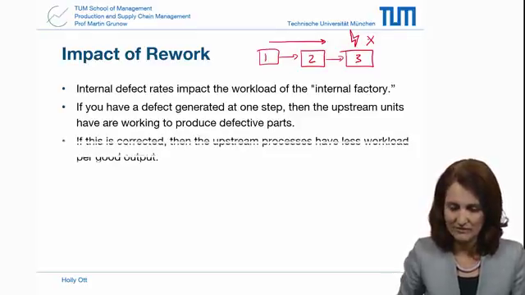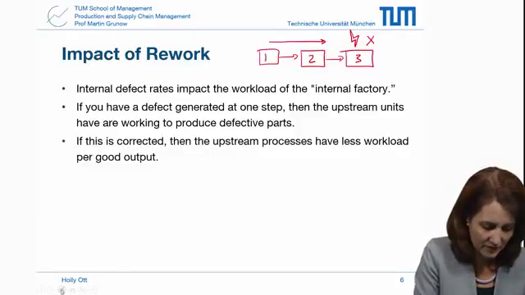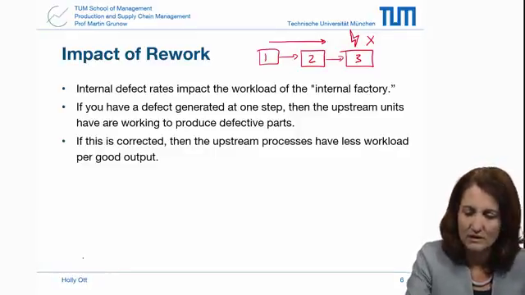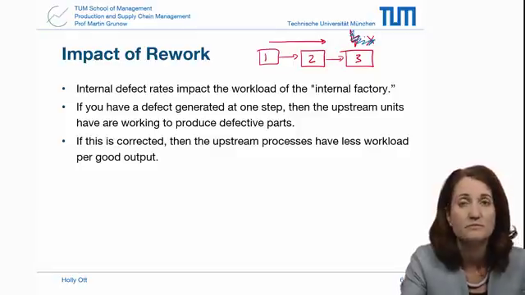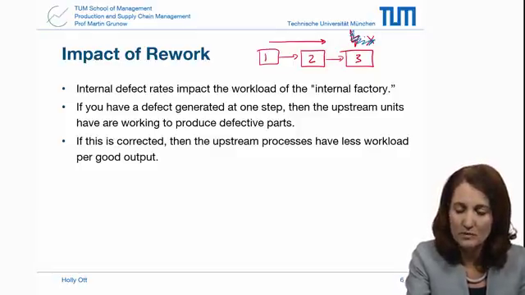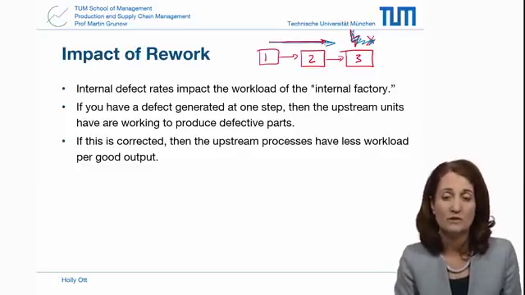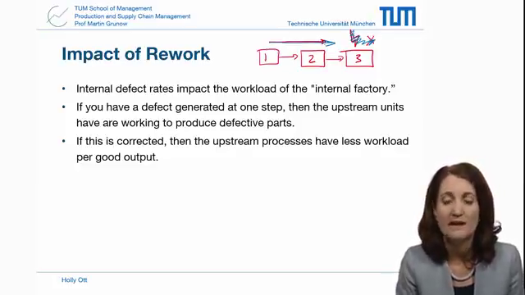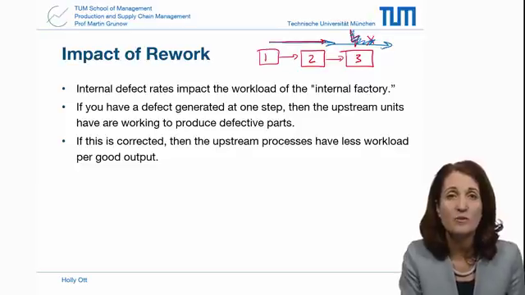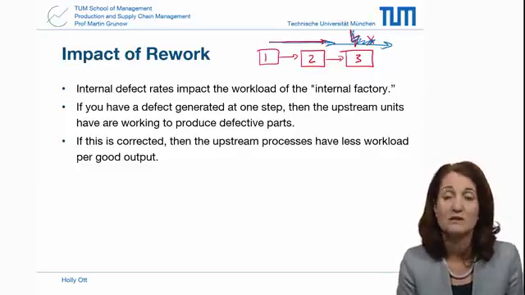However, if we can get rid of this problem, then the problem is corrected, then more of the good parts that are being produced at 1 and 2 will make it through step 3 as well. The upstream processes will have less workload per good output.